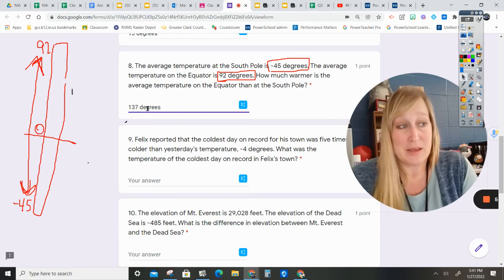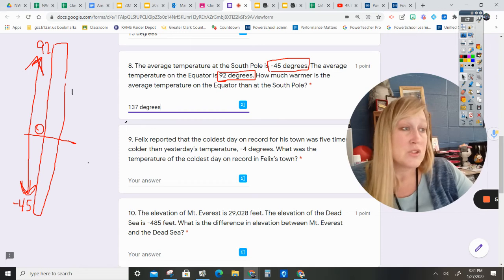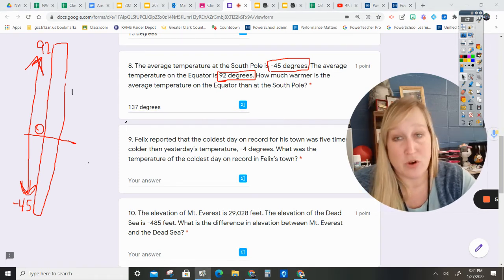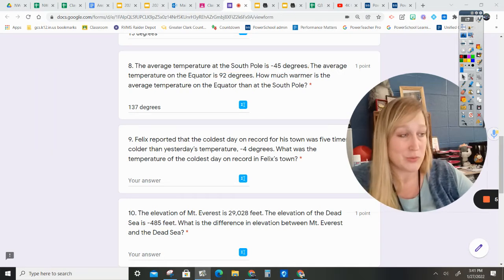I don't know how to make that. So it's what we've got. That's why we draw pictures when we do word problems. Or at least that's why I draw pictures when I do word problems.